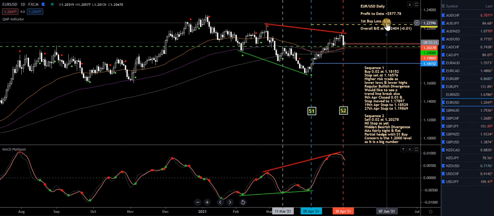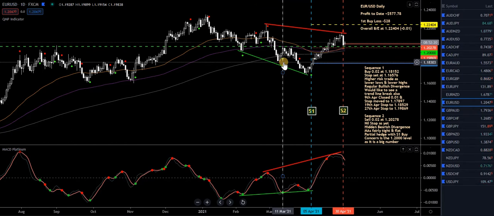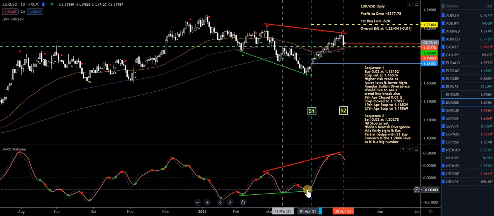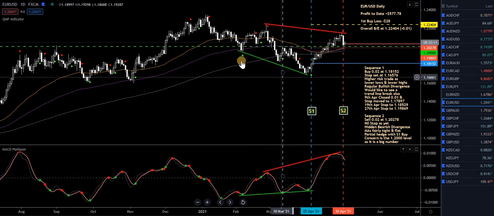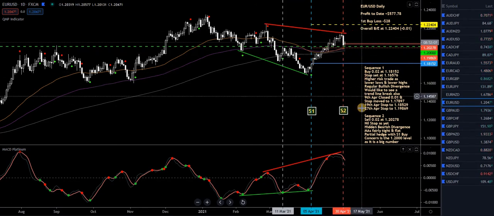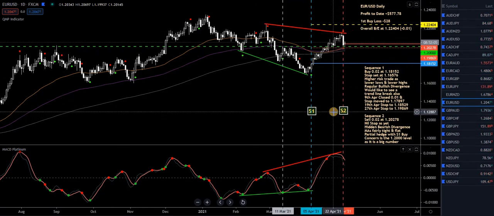First buy loss was $28. So I took a buy in here, and I lost $28 on it. So I'm on the second buy, trying to recover some of that loss. MACD Platinum still below the zero level, so it's a valid signal. Nice buy, good divergence, and so you can see sequence 1 was my buy. There's my notes there. Sequence 2 is the new sell today.